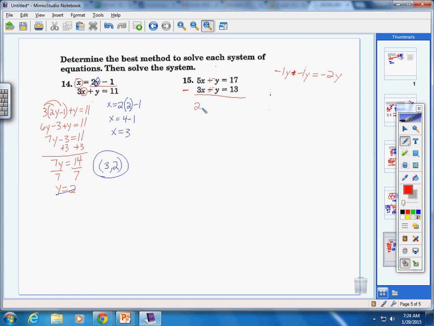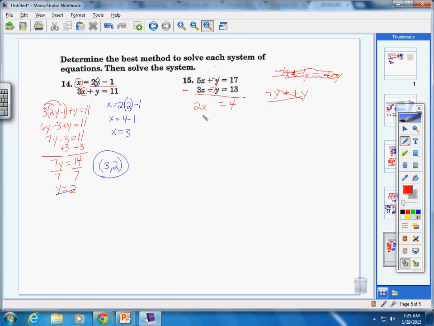5x minus 3x is 2x. Now here we have negative y. Then you're subtracting, and then you have another negative y. Folks, when you subtract a negative, that means you got a bam bam. That means these guys are going to cancel out. And that was the whole point of the elimination method. We wanted to eliminate our y's. So we did well there. Now lastly, 17 minus 13 is 4.